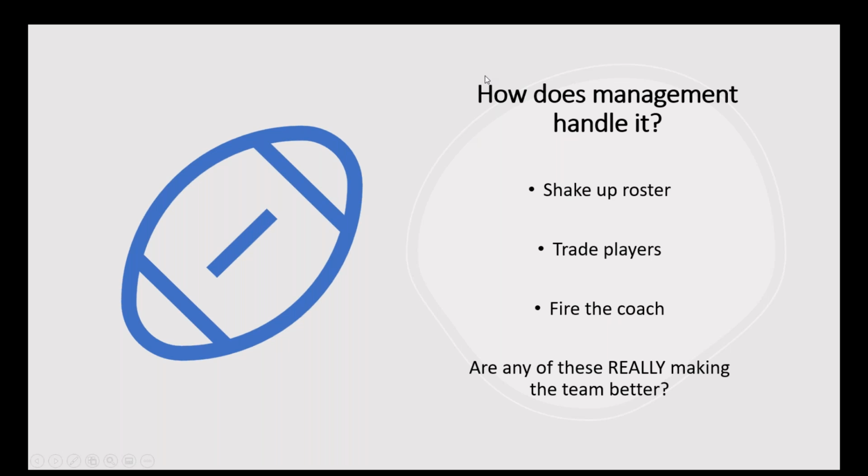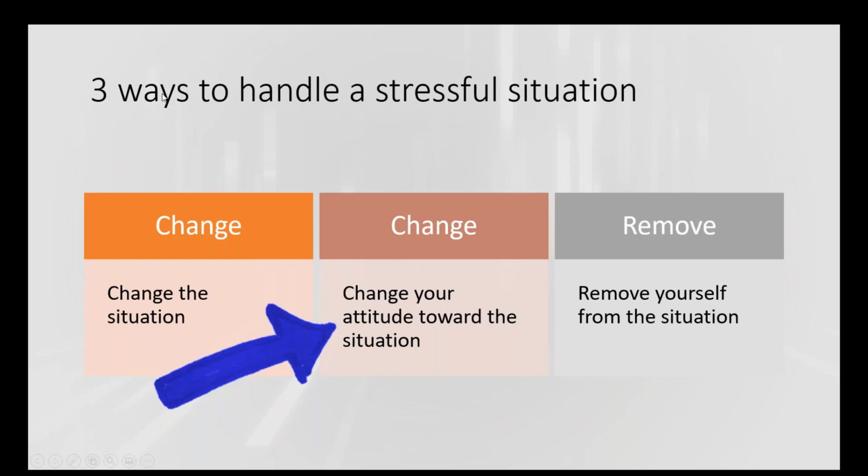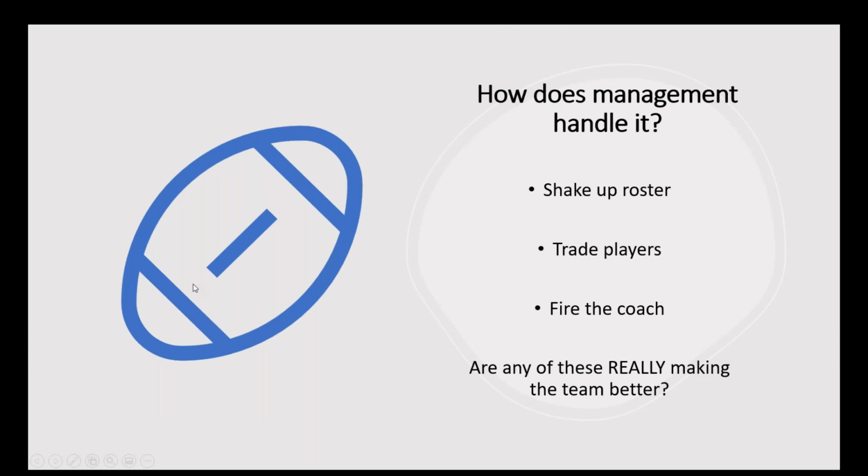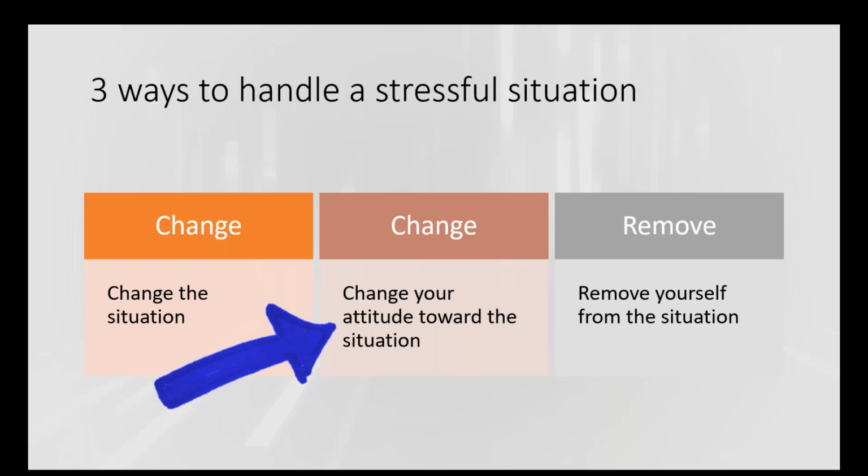So when you're losing, when you run into an obstacle, it doesn't necessarily mean you need to do things better. You just need to change. There are 3 ways you can handle a stressful situation. You can change the situation, or you can change your attitude toward the situation, or you can remove yourself from the situation. So if we talked about that 0-16, changing the situation is what we just talked about here, right? Shake up the roster, trade the players, fire the coach.